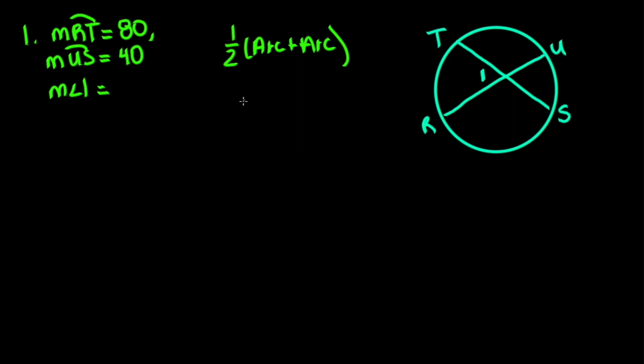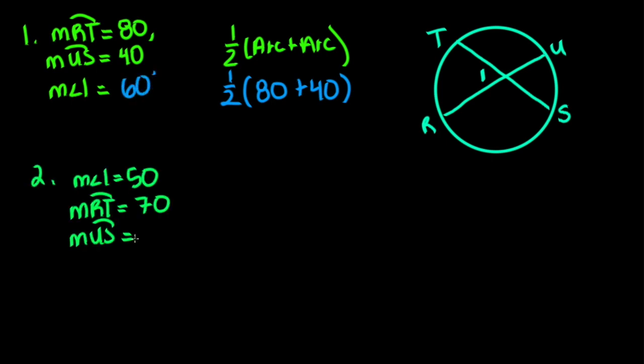So we have our first arc, which is RT right here, is going to equal 80. And our second arc, which is US over here, is going to equal 40. So we have 80 plus 40, and we just need to take the half of that. 80 plus 40 equals 120, and half of 120 is 60. So our measurement of angle 1 is going to equal 60.